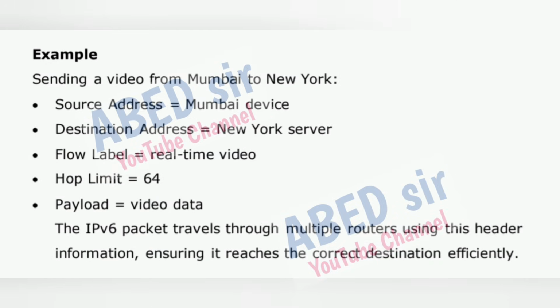Example. Sending a video from Mumbai to New York. Source address is equal to Mumbai device. Destination address is equal to New York server. Flow label is equal to real-time video. Hop limit is equal to 64. Payload is equal to video data. The IPv6 packet travels through multiple routers using this header information, ensuring it reaches the correct destination efficiently.